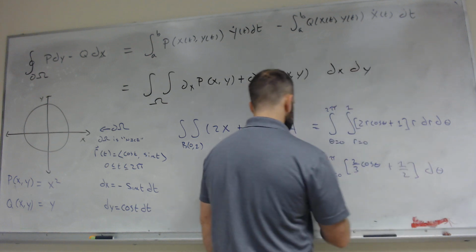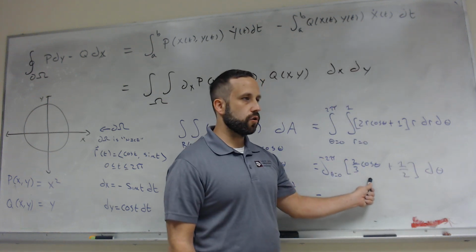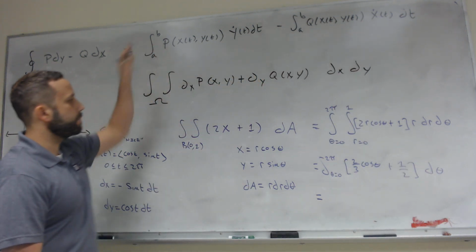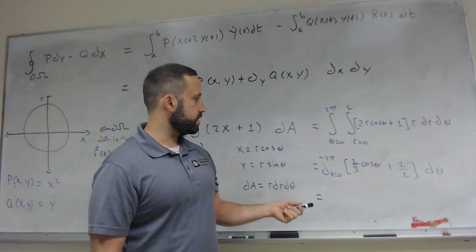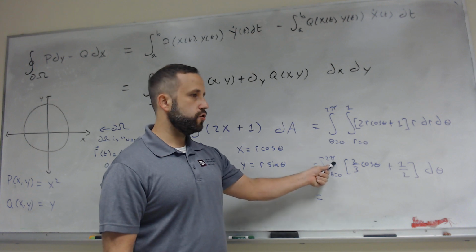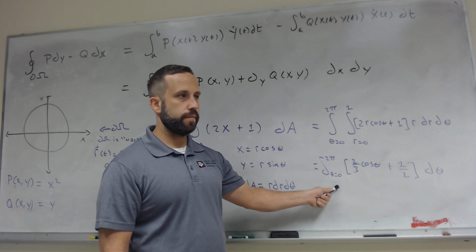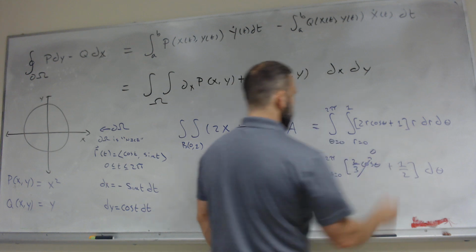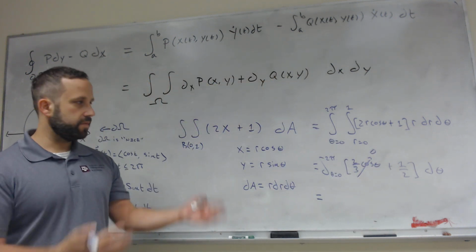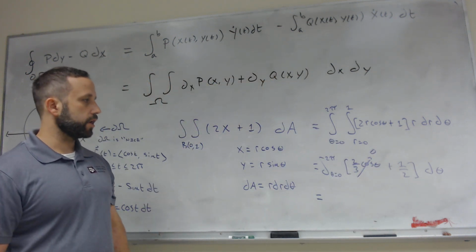d theta. For the cosine integral, something similar is going to happen as what happened up here. When I take the antiderivative, I'm going to get sine, but sine of 2 pi is equal to sine of 0, and they're both equal to 0. So that integral is equal to 0. If you don't believe me, just compute it. You'll see exactly what I'm talking about.